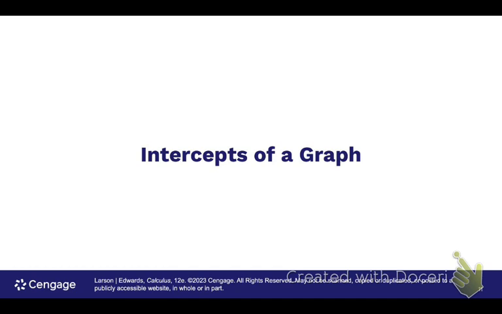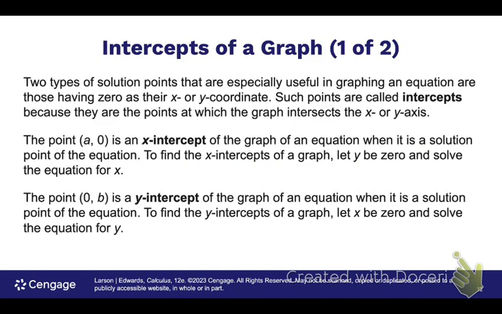Okay, so intercepts on a graph. Intercepts are where it crosses what? The x and the y axis. So what you need to remember are intercepts are where it crosses the x. You have x-intercepts and you have y-intercepts. Every x-intercept, what is the y? 0. Every y-intercept, what is the x? 0.